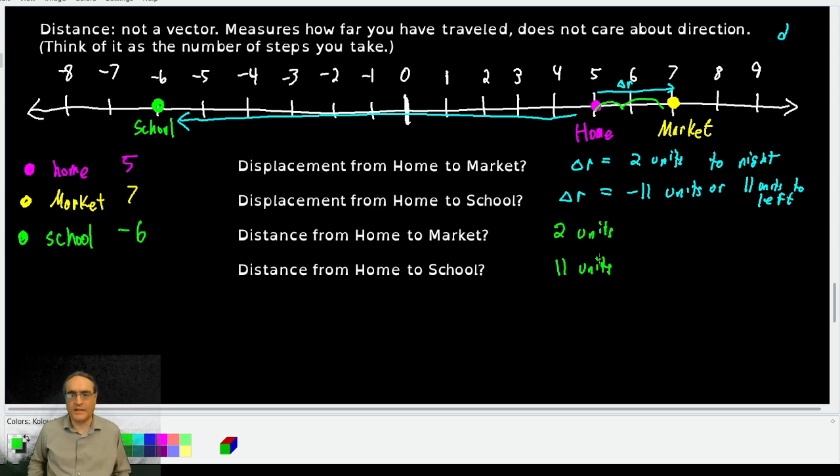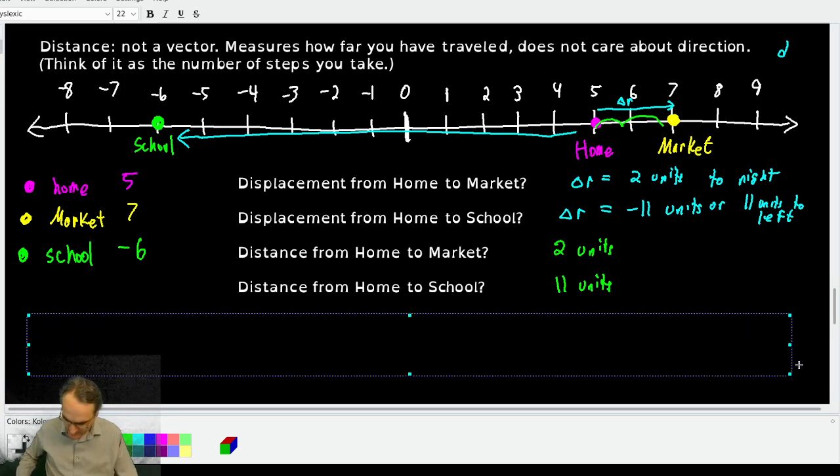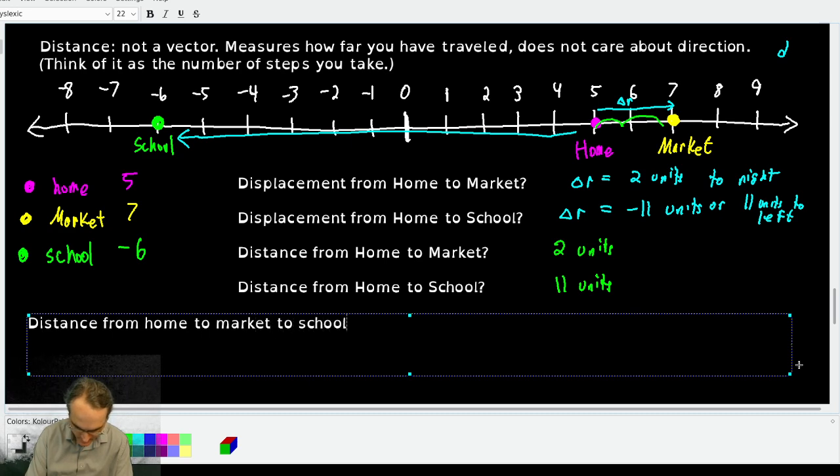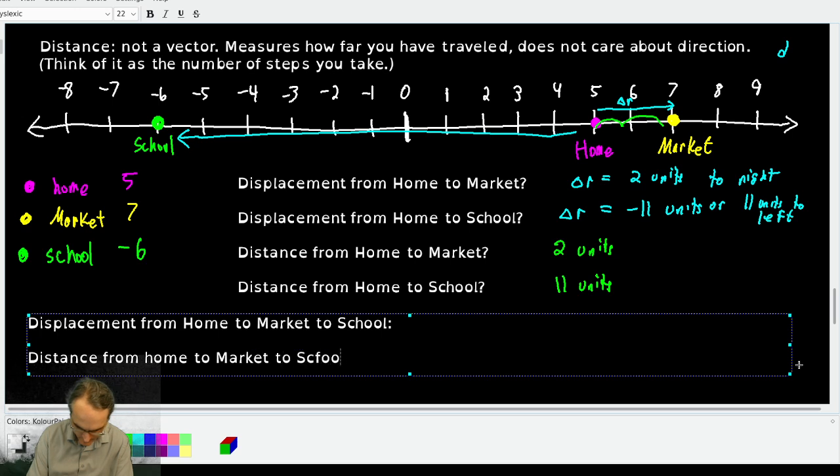Alright, where things get interesting is if you go somewhere and you turn around part way. So let's look at distance from home to market to school. Actually, I went displacement first. Displacement from home to market to school. And then we'll look at distance from home to market to school.